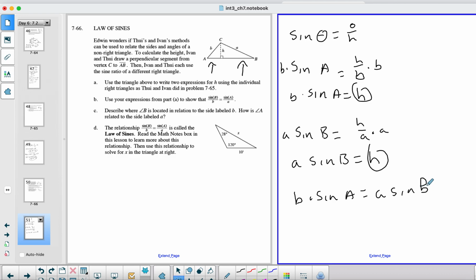We're almost there. These both have the little letters under the fractions, instead of having them multiplied. So if I divide this side by b, I get rid of that one. If I divide this side by a, I get rid of this one. So we have sine A over side a equals sine B over side b.